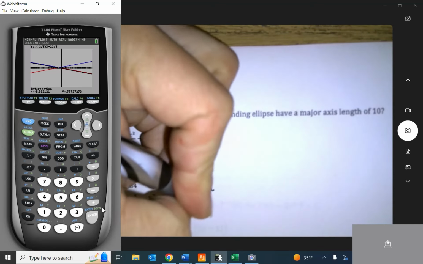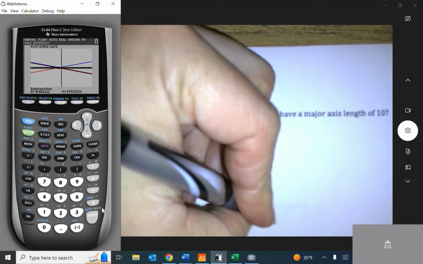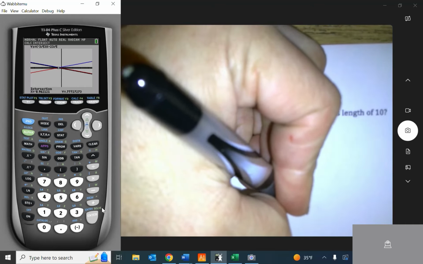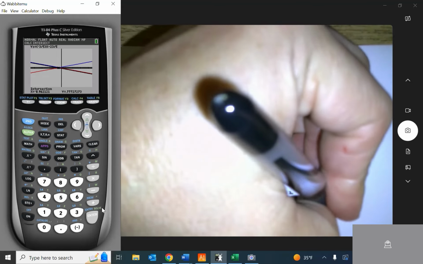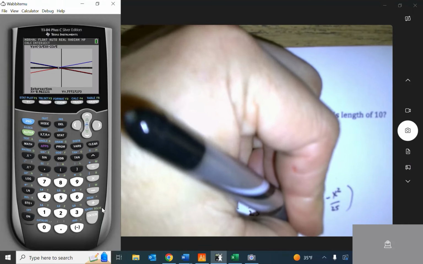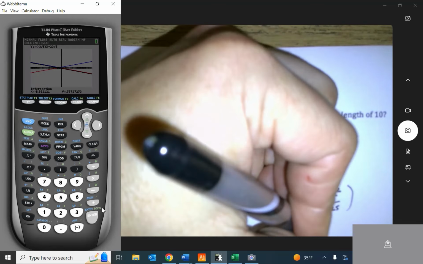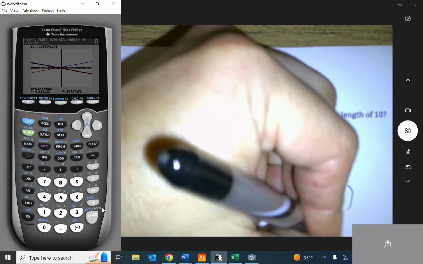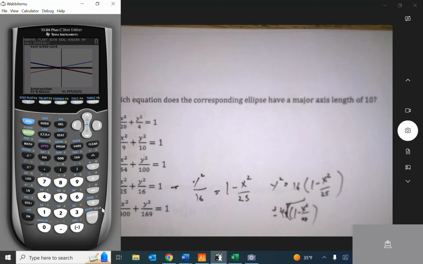We would have y squared over 16 equals 1 minus x squared over 25. We would multiply both sides by 16, and then we would do the square root. So plus or minus 4 square roots of 1 minus x squared over 25, whatever that looks like. Yeah, I'm going with that.